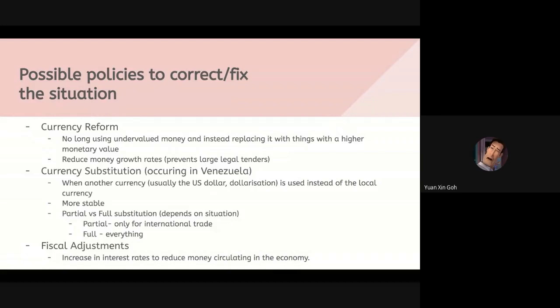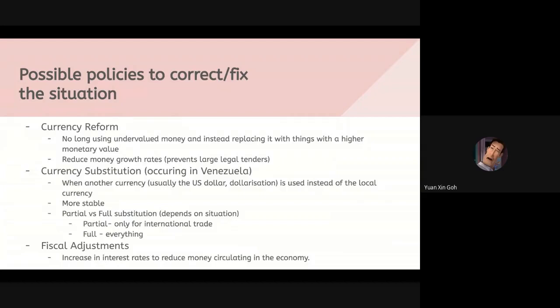Currency substitution is, I think, what is occurring in Venezuela. This is when another currency is used instead of the local currency, and if the US dollar is being used, it's called dollarization. The money is usually from another country which is more stable than its own. There are two kinds of currency substitution, partial versus full substitution, and it depends on the situation. Partial is usually only used for international trade, so it's easier for other countries to compare prices and to trade. Whereas with full substitution, they completely take out their own local currency and use the foreign currency for everything.